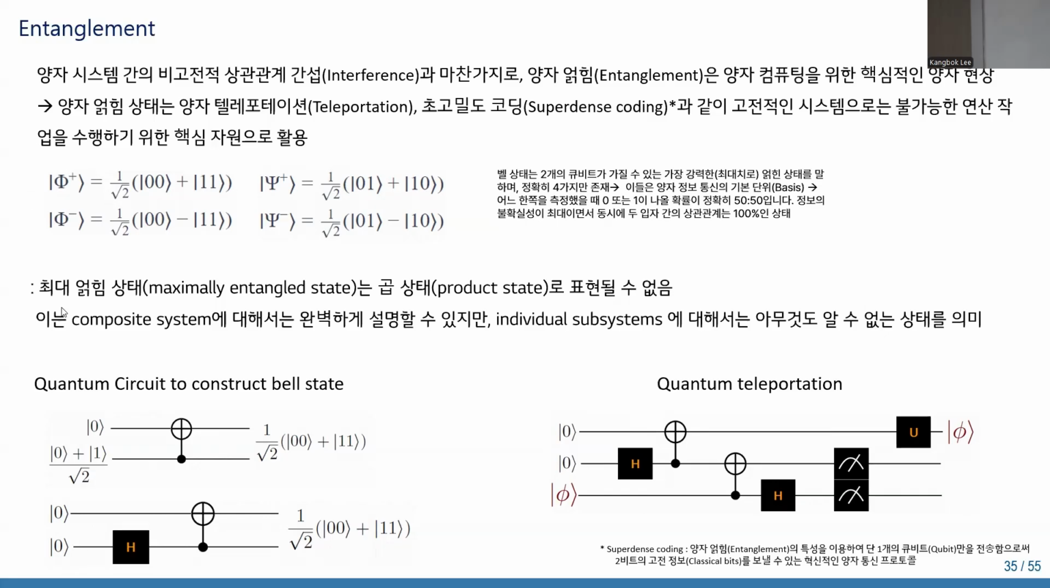The very important property is that an entangled state cannot be expressed by a tensor product, the multiplication. So a tensor product means they are separable states. An entangled state, we cannot express like this. So an entangled state, we can understand only as a composite state. We cannot know about the individual subsystems.